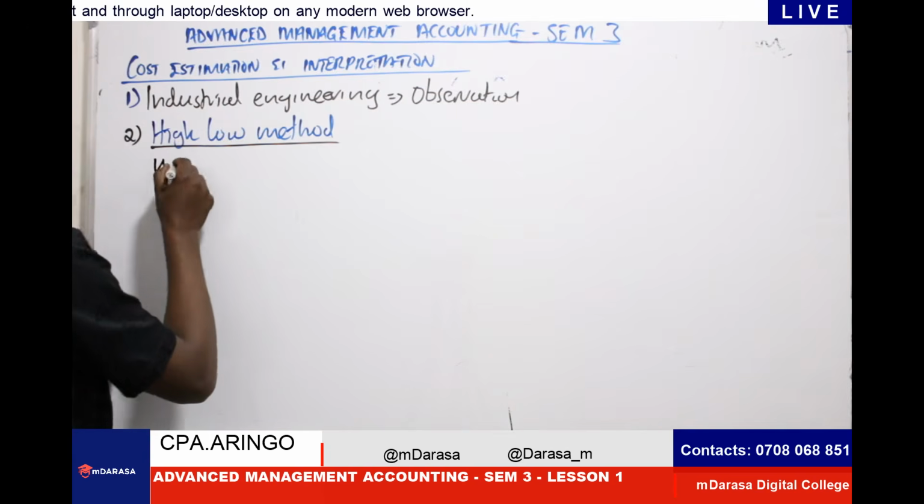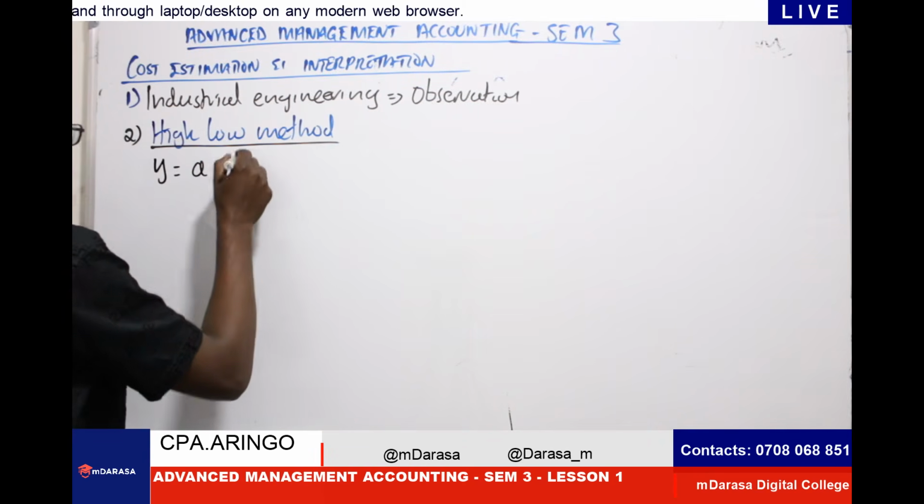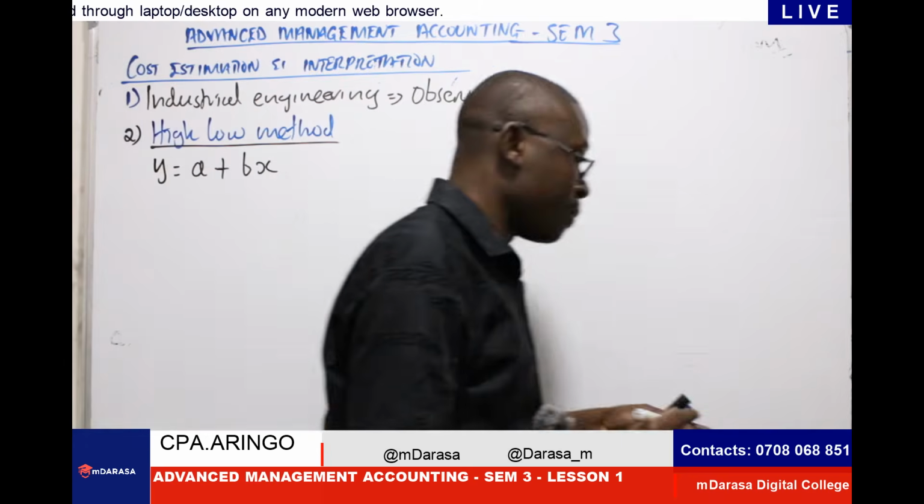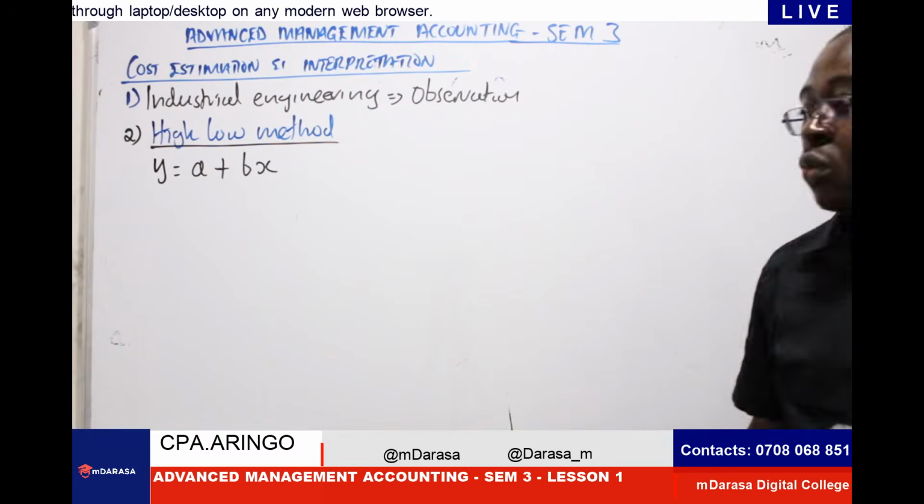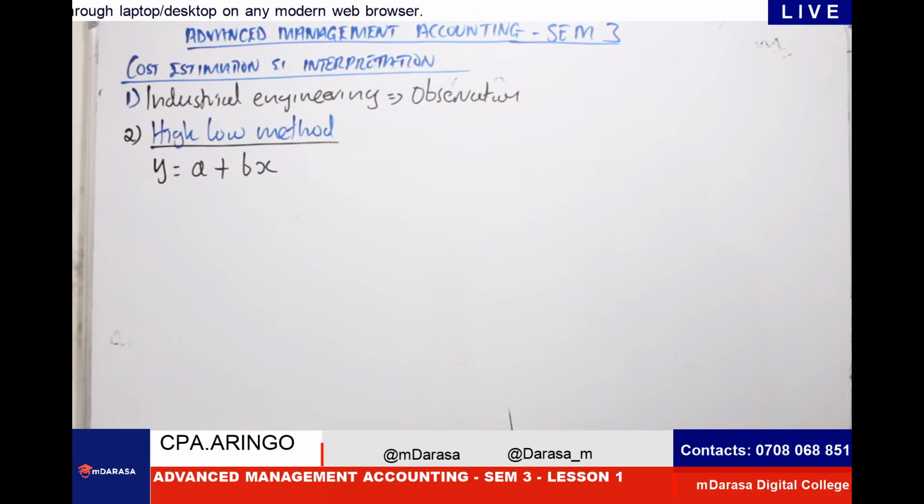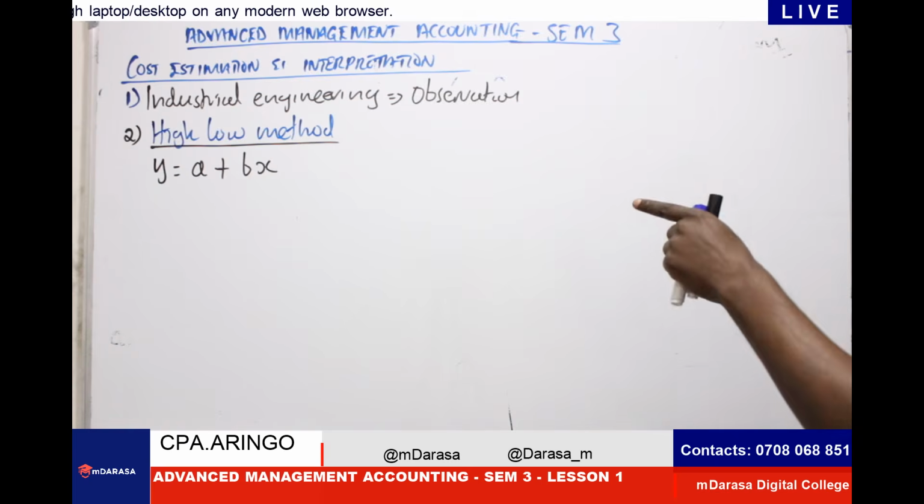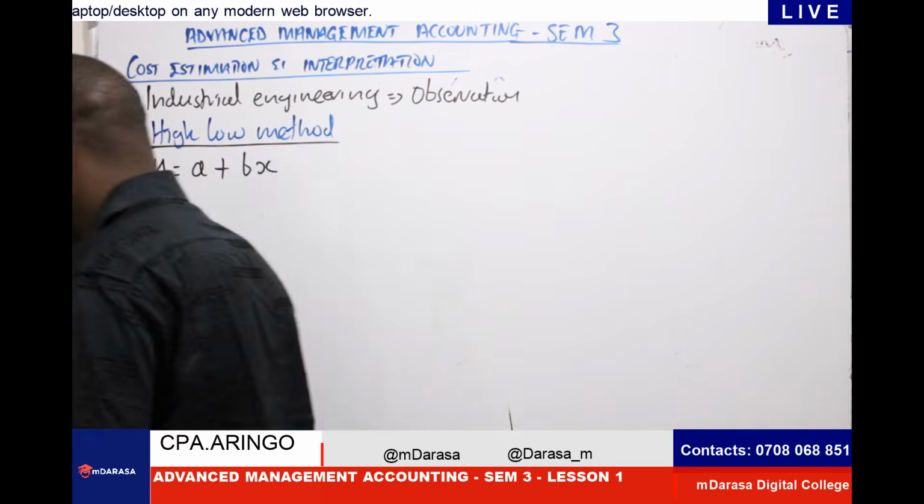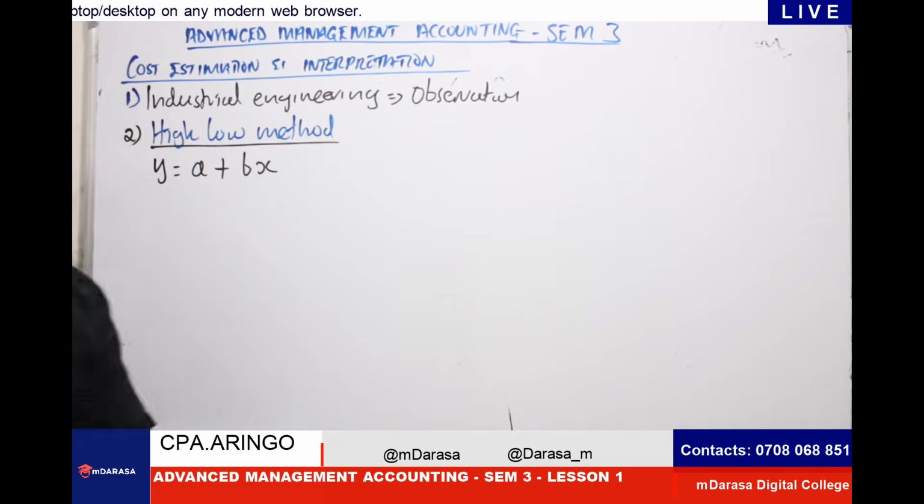y is equal to a plus bx. This is always the main reason why we come up with our cost predictor equation in the high-low method. The main reason is to come up with a cost predictor equation in the form of y is equal to a plus bx.